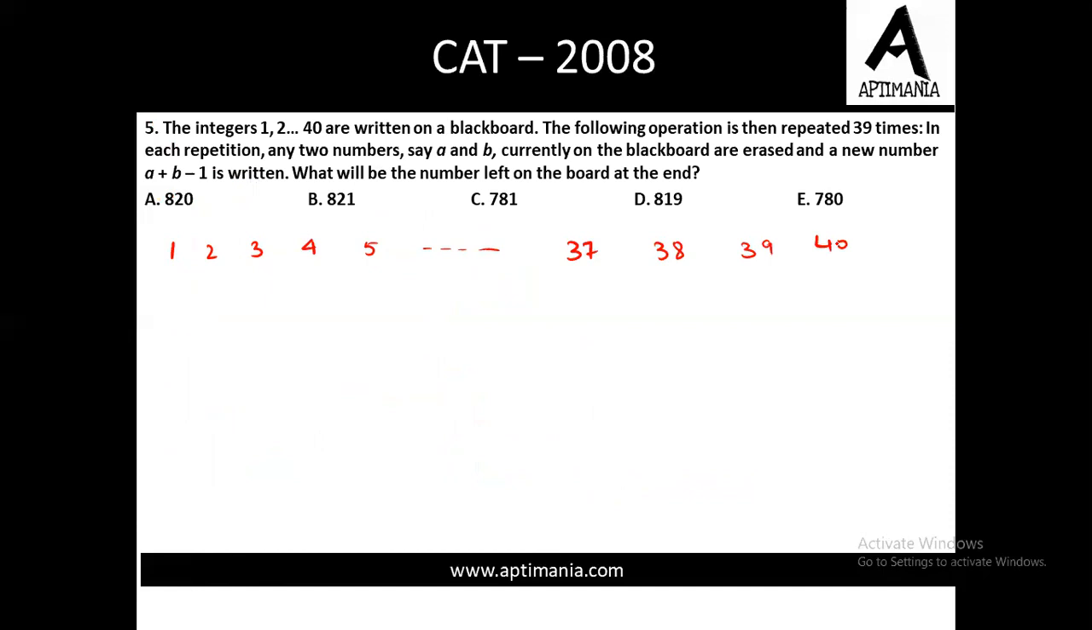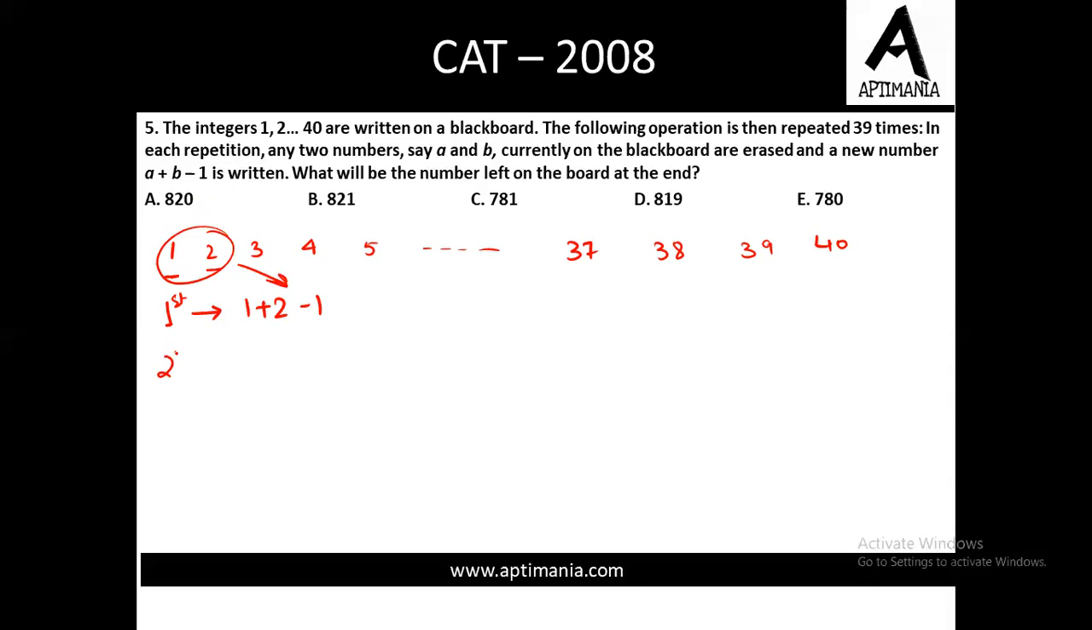What next we need to do is, the following operation is then repeated 39 times. In each repetition, any two numbers currently on the blackboard are erased and a new number a plus b minus 1 is written. So after the first operation, let's assume I'm taking the first two values 1 and 2. After the first operation, what we will have is 1 plus 2 minus 1.